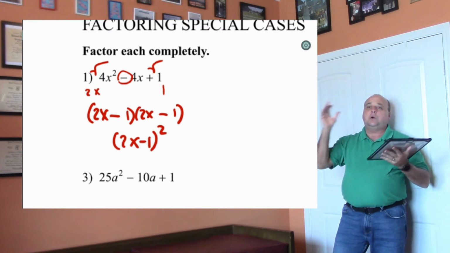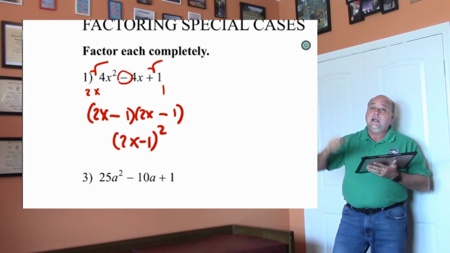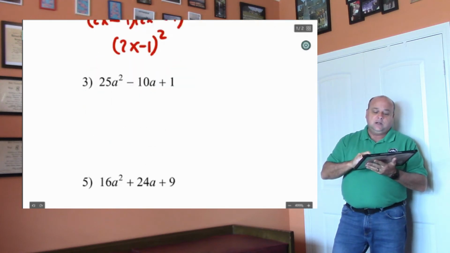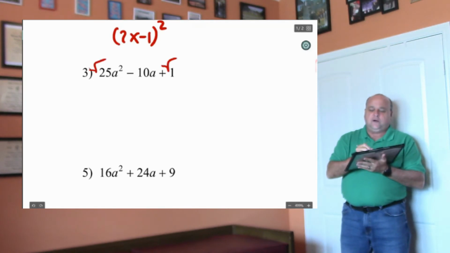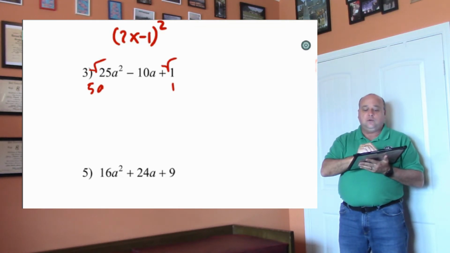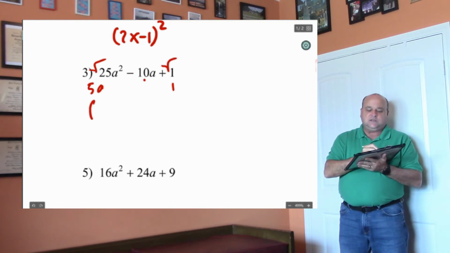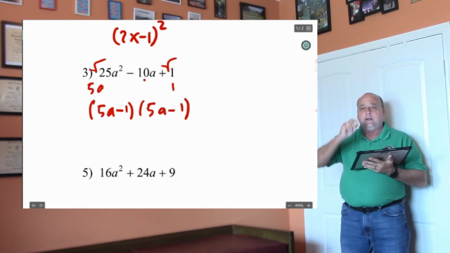Okay, all of the problems like this today are special cases. A little bit easier than what we did the last 2 days, which was pretty tough. Let's go to the next one. This is a perfect square. That's a perfect square. The square root of 25a squared is 5a and then a 1. 5 times 1 is 5. If you double it, you get the 10, don't you? So this is going to end up being 5a minus 1 and 5a minus 1.